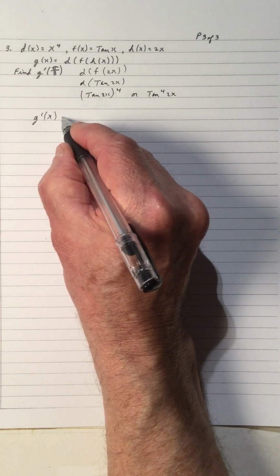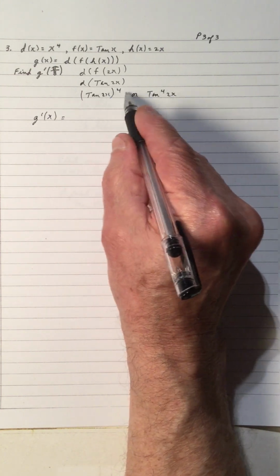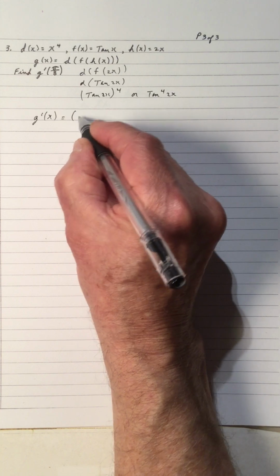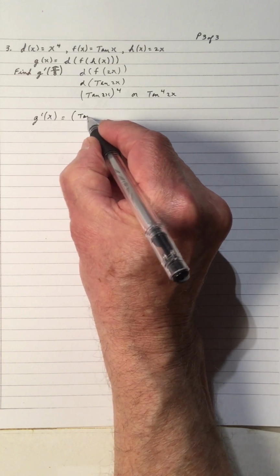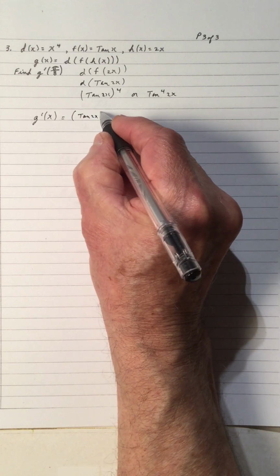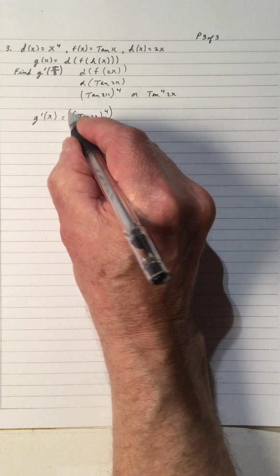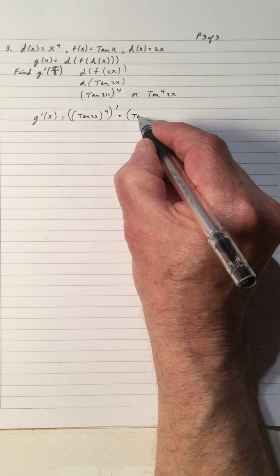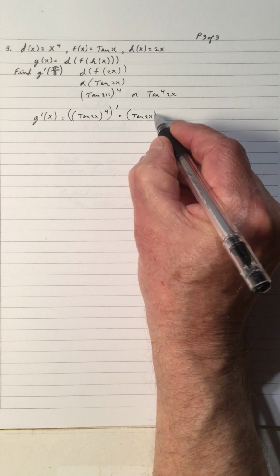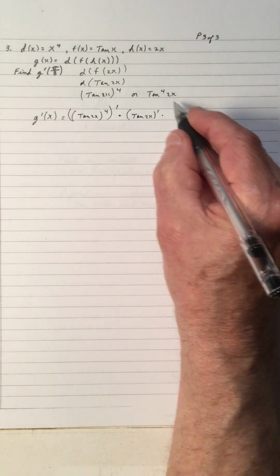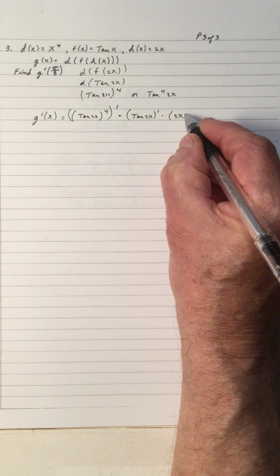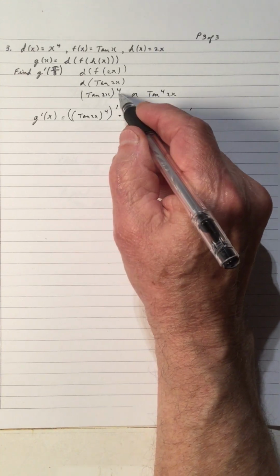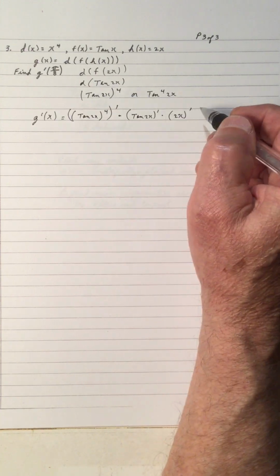Now we have a power. So this is tan of 2x to the 4th power. We're going to do the derivative. The derivative of the inside is the tan of 2x, and the derivative of the inside again, which is 2x. So we work outside in. We do the power first, we do the tan next, and we do the 2x.